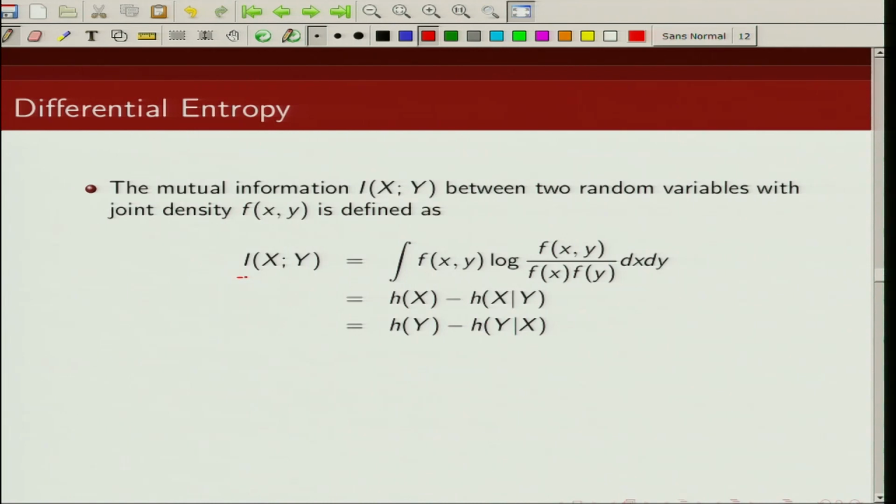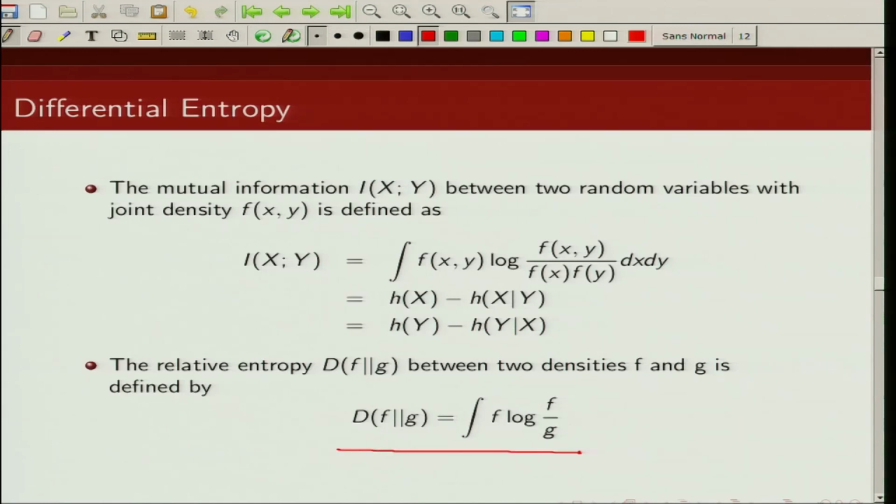Similarly, we can define mutual information. So mutual information between two random variables with joint density function given by this is nothing but the divergence between fxy and the marginals fx and fy, and this can be written as differential entropy of x minus conditional differential entropy of x given y, or differential entropy of y minus differential entropy of y given x.